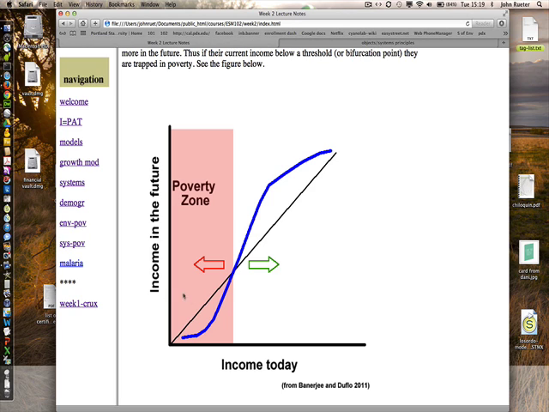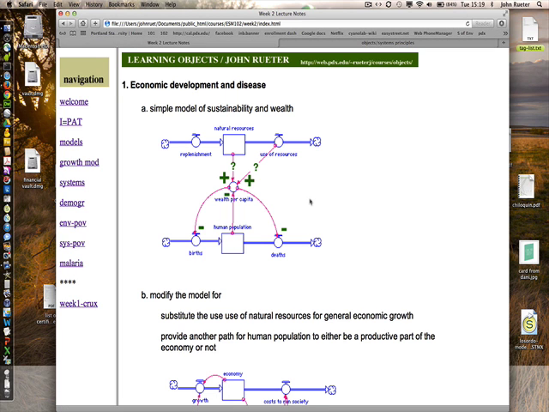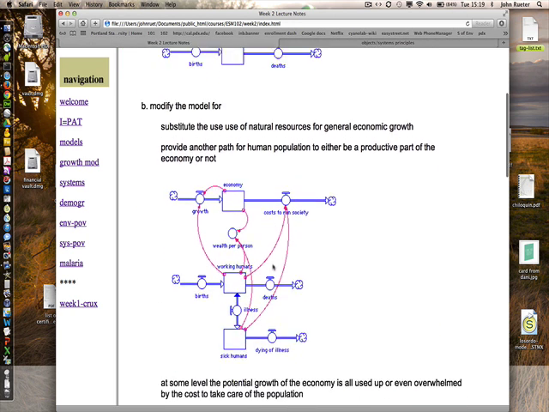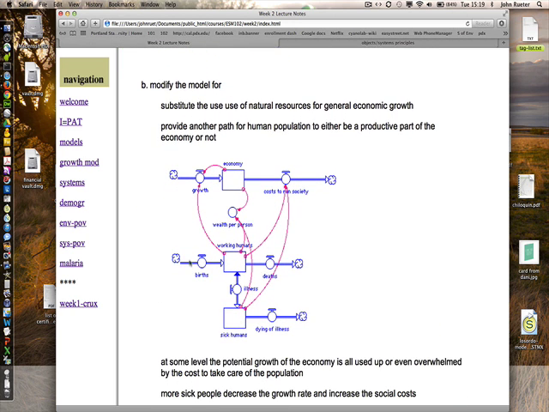Now, I'm going to show you an example of this that relates to the environment, which is malaria. So again, this diagram here is the economy using natural resources to create wealth per capita, and then down here we have human population with births and deaths, and they come together at this wealth per capita. Now we can modify this model to put in sick people. So let's say we have malaria. Let's use this just as an example of this sort of sickness.